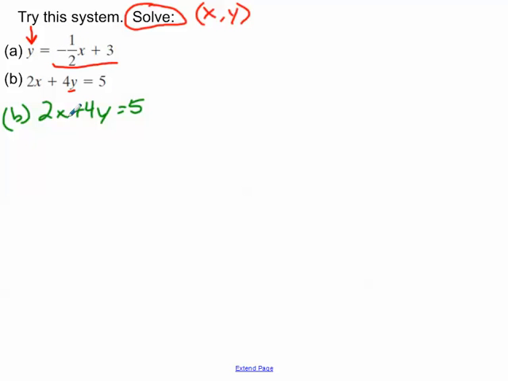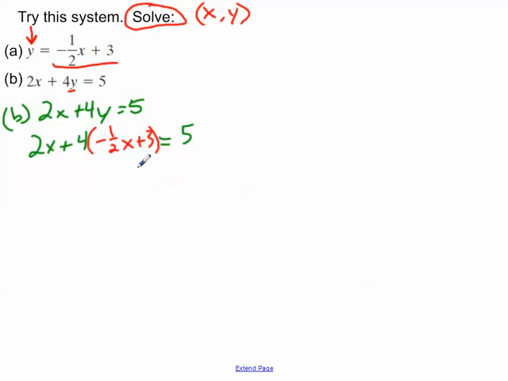So I'm going to say 2x. I'm going to still say 2x plus 4 times y. What is y? We're going to call y negative 1/2 x plus 3. And now comes a little bit harder part because we kind of moved stuff around, so we've got to really just pay attention to what we've got left. We've got left equals 5.